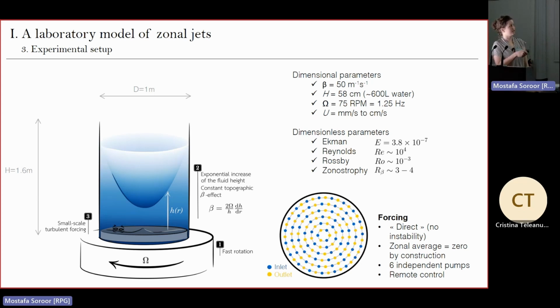This forcing is, the inlets and outlets are distributed on a polar lattice, but you can see that if you zonally average the forcing, it is 0 by construction, because we have as many inlets as outlets on each ring. So we are not directly pushing the zonal flow. Okay, if a zonal flow develops, it's an indirect process.